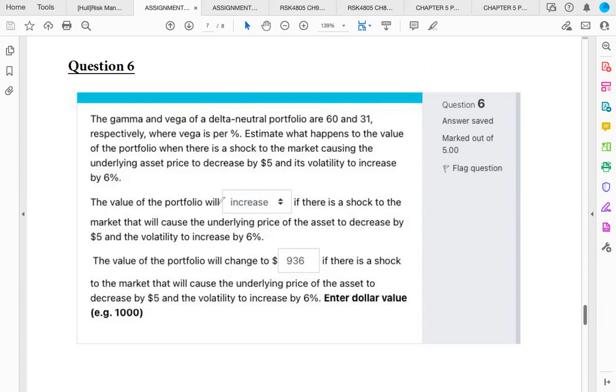Okay. So first of all, we are asked, what will happen to the value of the portfolio if there is a decrease of $5 to the price of the underlying, and if volatility increases by 6%. So here we say the value of the portfolio will increase if there's a shock to the market that will cause the underlying price of the asset to decrease by $5 and volatility to increase by 6%. Okay, so there's some important theory you need to know here, right? There's a direct relationship.